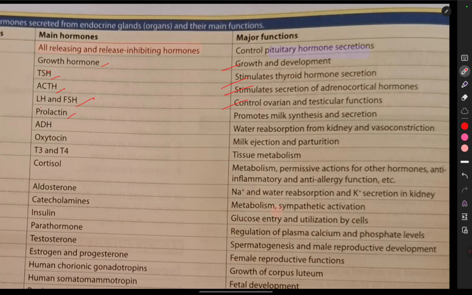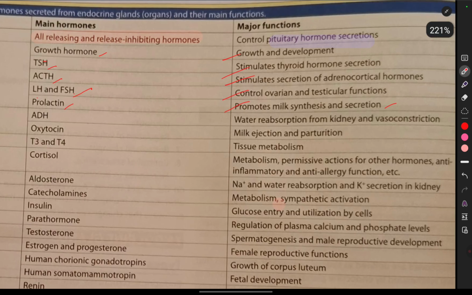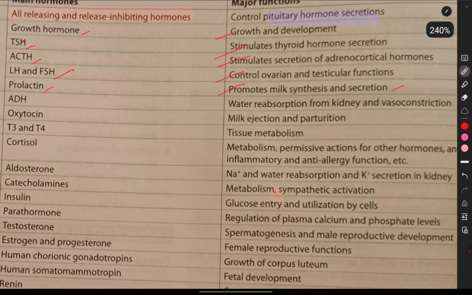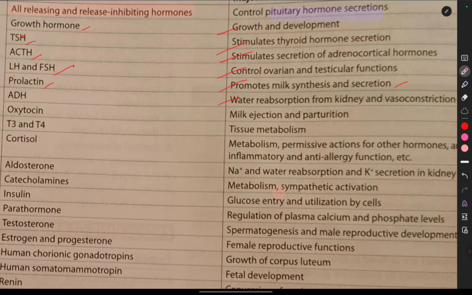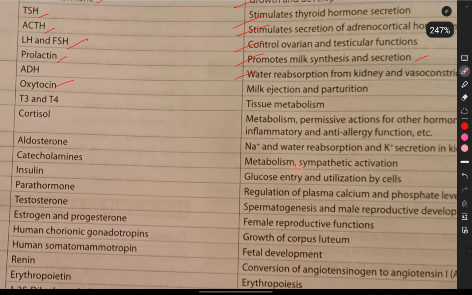And prolactin promotes milk synthesis and secretion. The word lactin is there, so just remember it helps in milk synthesis. ADH helps in water absorption from the kidneys and vasoconstriction, as we have already studied in renal physiology, but I haven't made the video on renal physiology yet, so I'll soon make the video on it. Okay, now we have oxytocin.